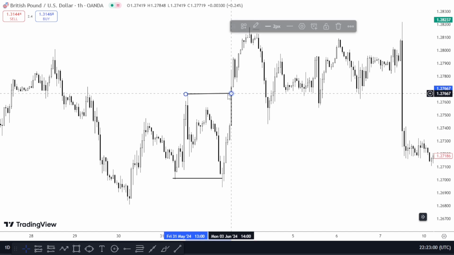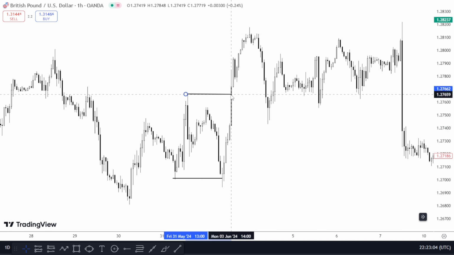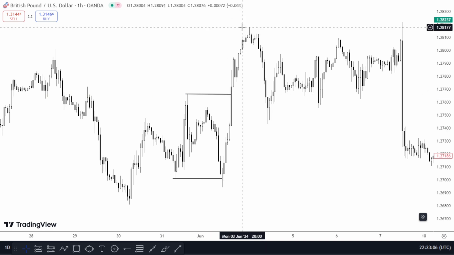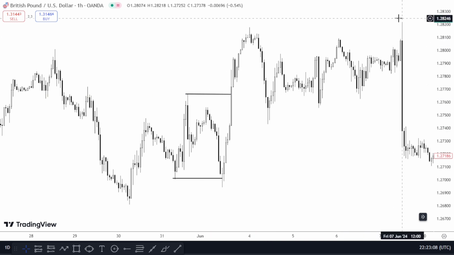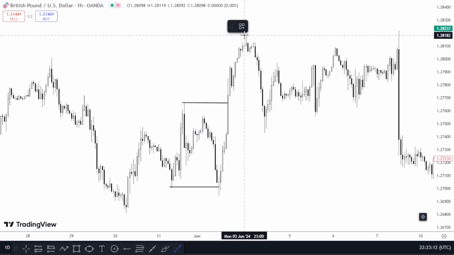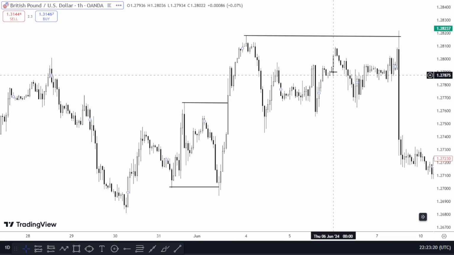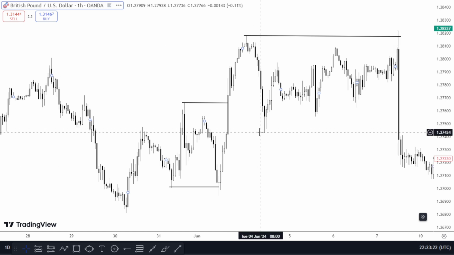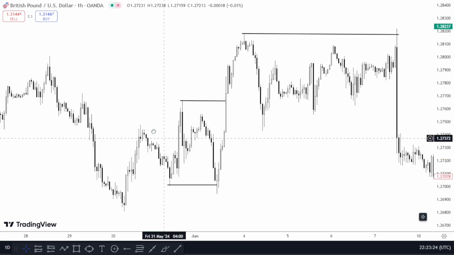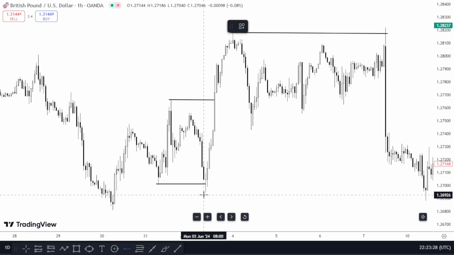And then, to identify your POI, we have our second break of structure, because this is actually valid. That second break of structure is referred to as the transactional liquidity. So we have our structural liquidity right here. So then this becomes our protected low.